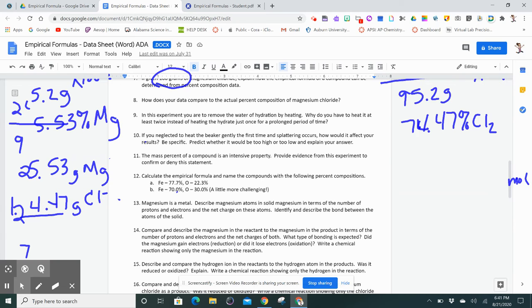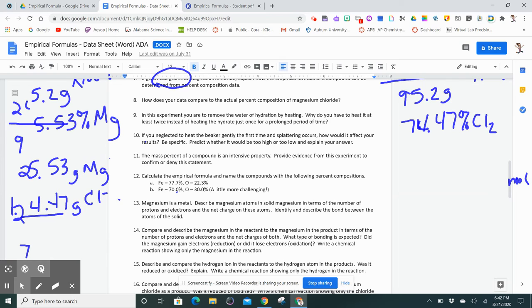Okay, so if we look at number 9, we are removing water. So why do you have to heat it at least twice instead of heating it just one long time? Why is it better to heat it 2 shorter times? You can just think about that one and use your best judgment as to why you think that would be better. Number 10, you can answer that one on your own as well.